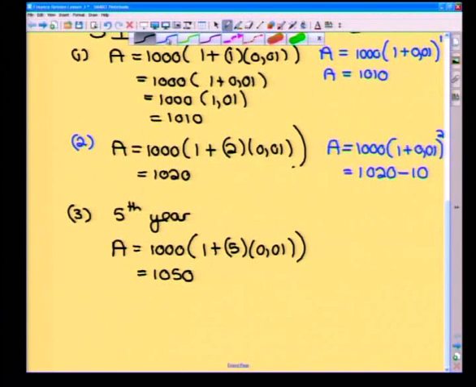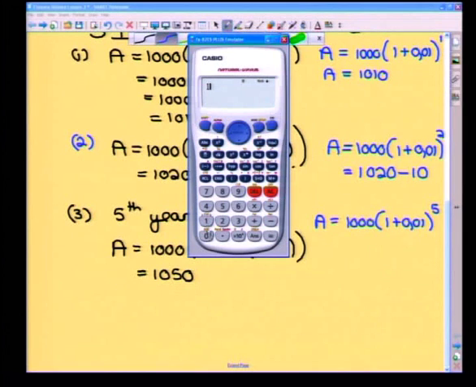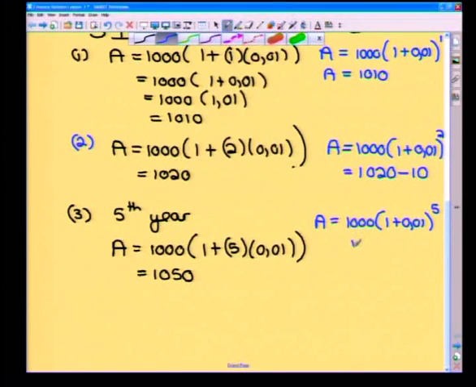Let's see what's happened to our compound interest. Well, if we have a look at the accumulated here, it's 1,000, 1 plus 0.01, all to the power 5. Let's pull up the calculator. So we have 1,000, open our brackets, 1 plus 0.01, close the brackets, raised to the power 5 equals. And you can see it's starting to improve. So now, rounding it to 2 places, it's going to be 1,051 Rand, 1 cent.